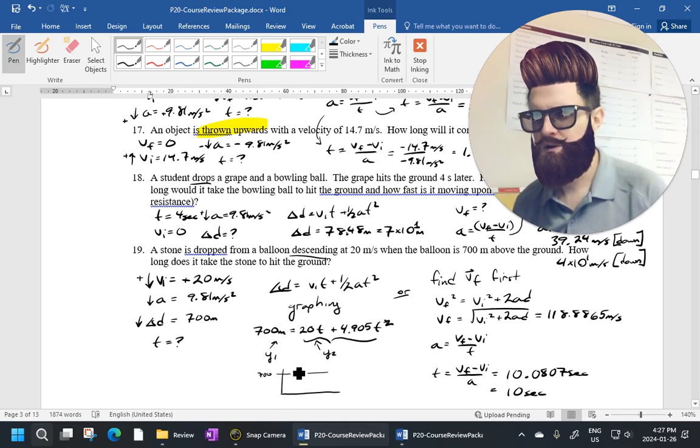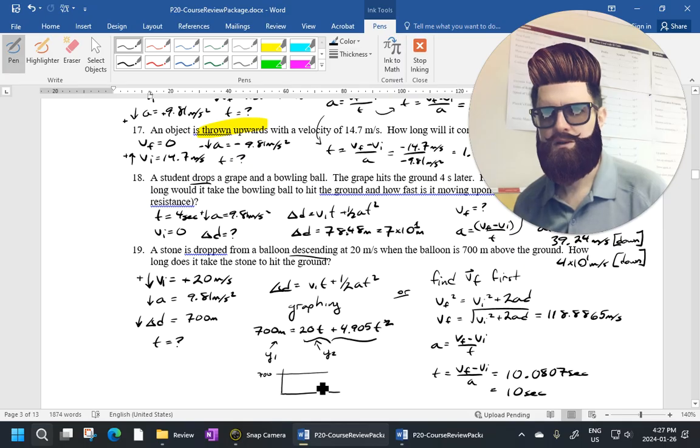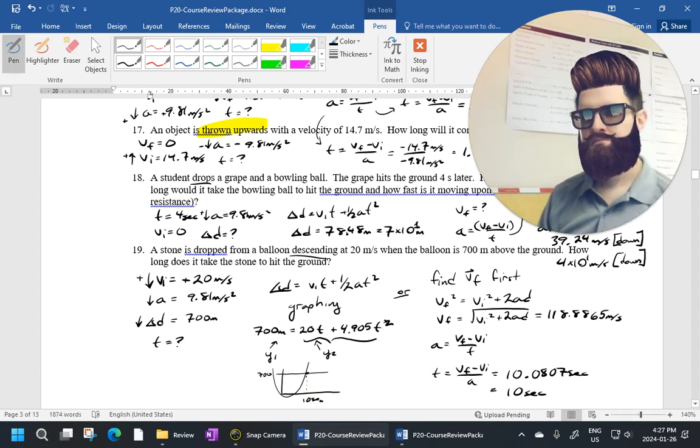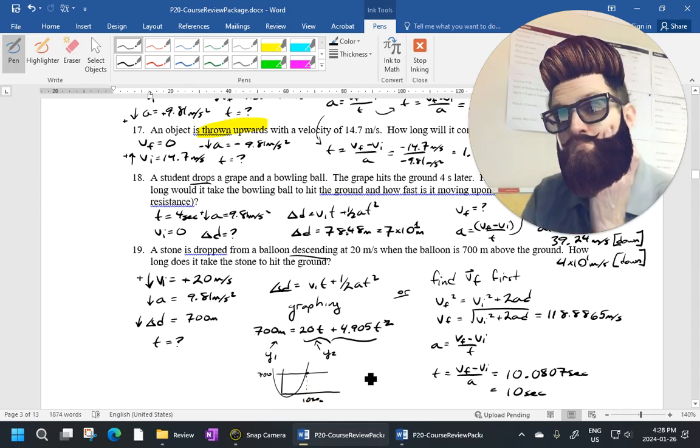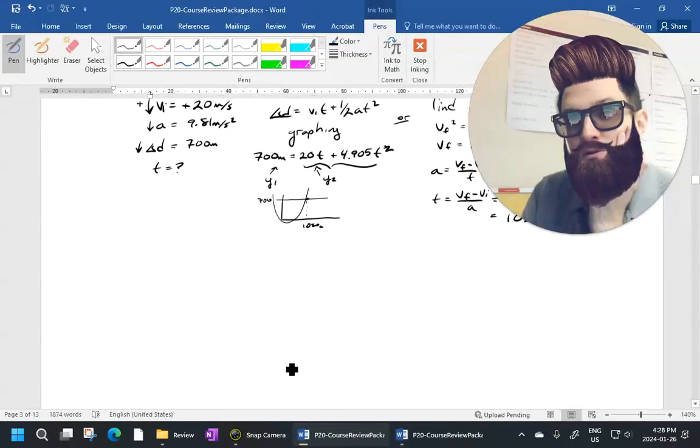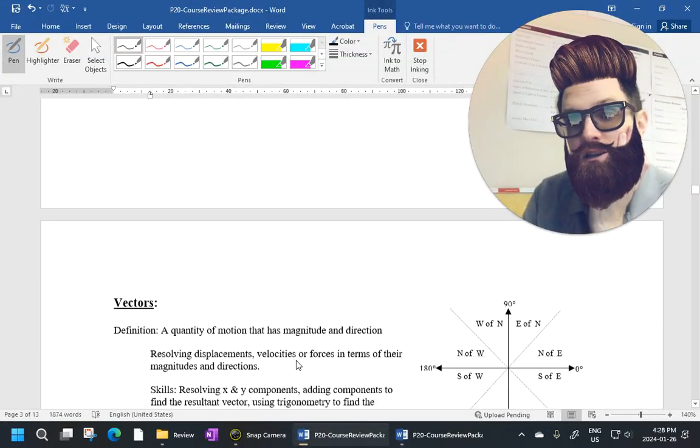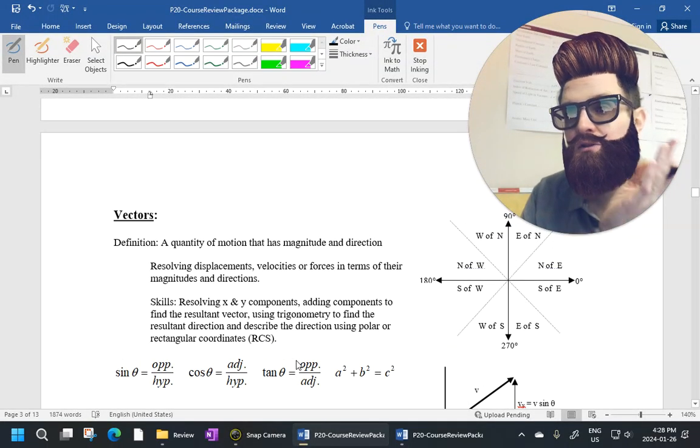And then I'm going to have an equation that's going to go this way. We've got some negative times here too. And then you're going to see that it's going to cross, got 10 seconds right there. Okay. Well, if you want to do that on your calculator, you can. That's fine. Okay, so vectors.